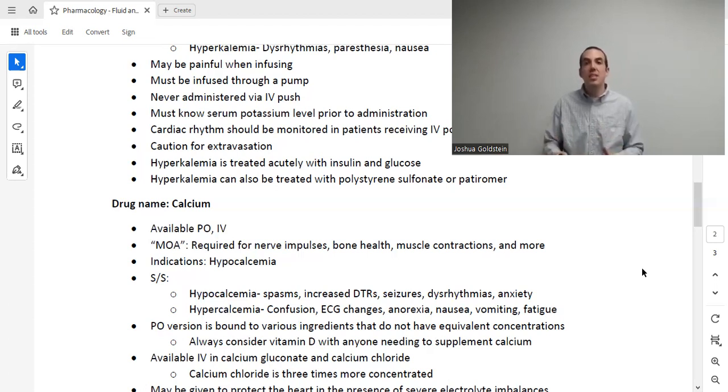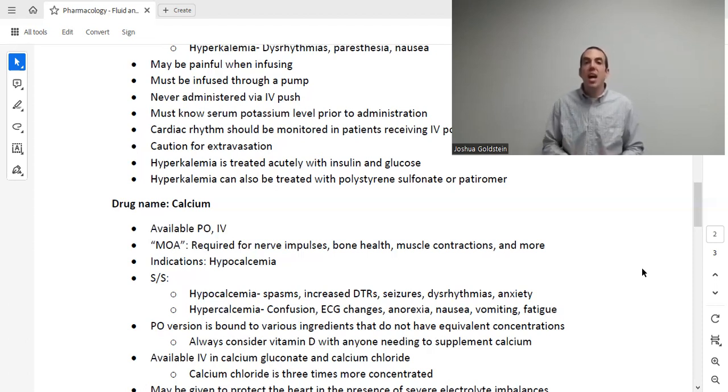If a patient's taking calcium, it's not going to be interchangeable if they switch the agent that it is bound to. Also, any patient that you are educating that they need to supplement or increase their calcium, almost always they should also be taking a vitamin D supplement or at least increasing their dietary intake of vitamin D.